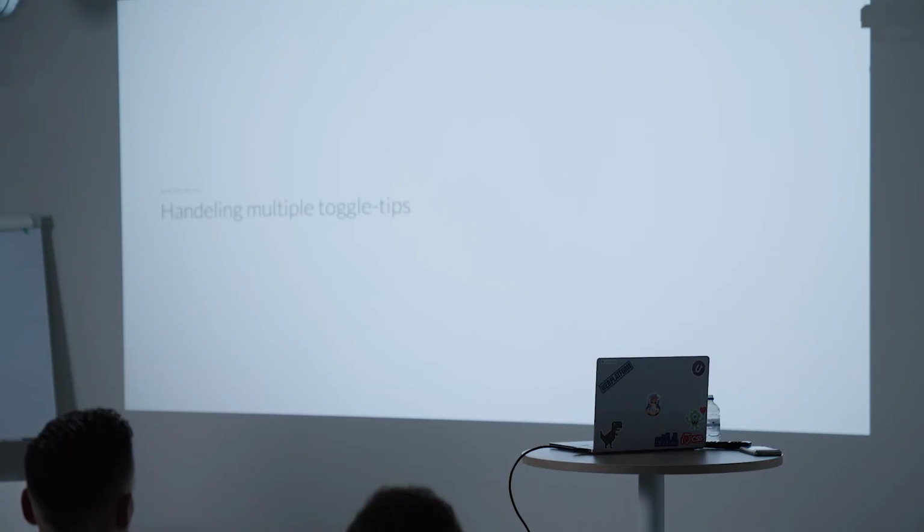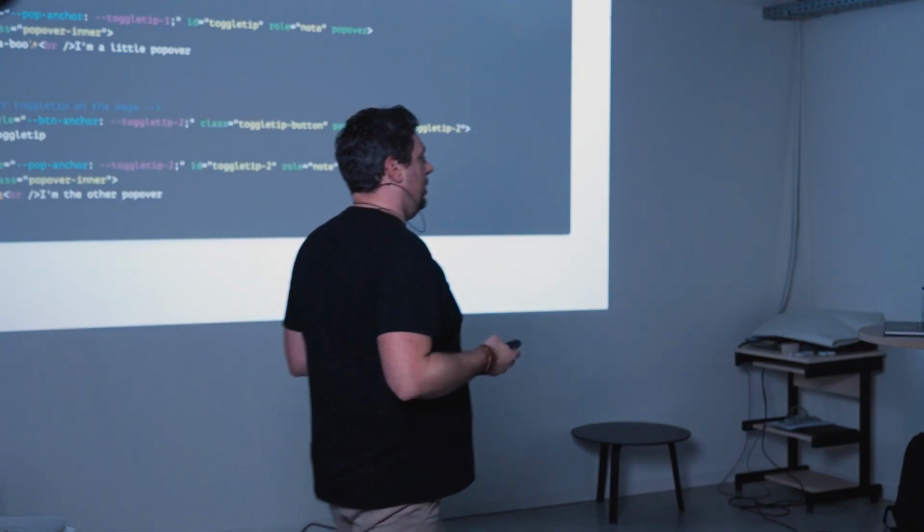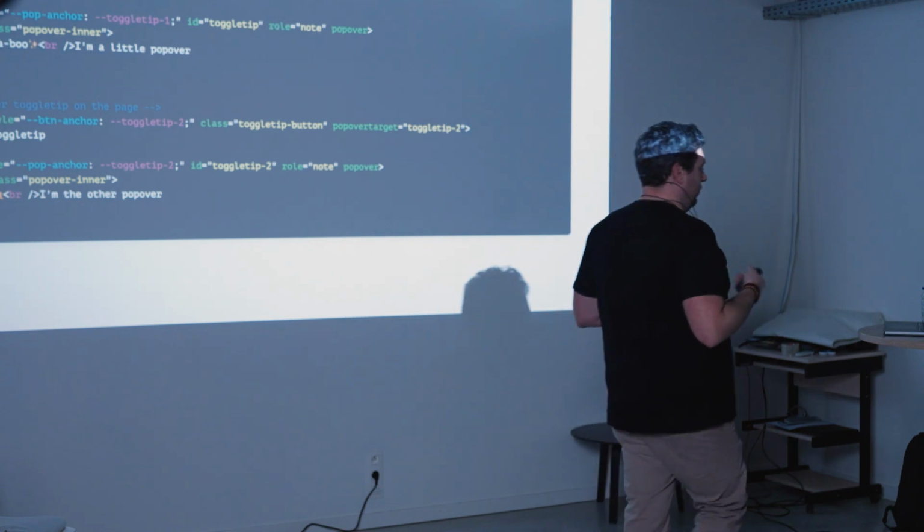So I played around with it a bit more, and of course there's a way to handle multiple toggle tips by using CSS custom properties. Adding an inline style, declaring a CSS variable, saying, hey, button anchor, that's the name I gave it, is toggle-tip-1, and this is going to be my anchor name. I'm going to do the same thing for the popover itself, giving it the same name. The second toggle tip you see at the bottom, practically the same thing, except this time I'm giving it the name toggle-tip-2 instead of toggle-tip-1.